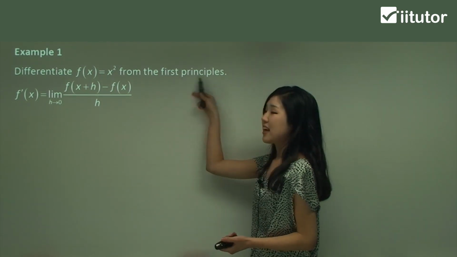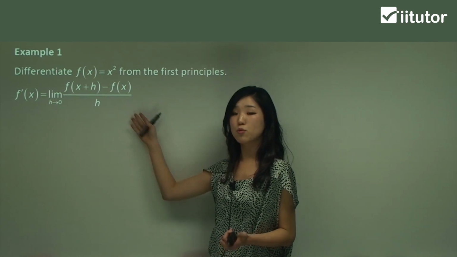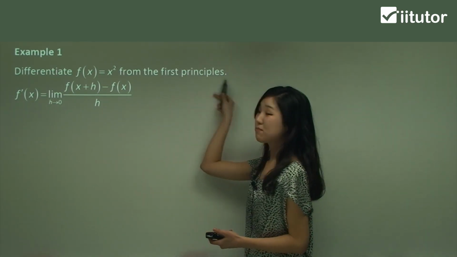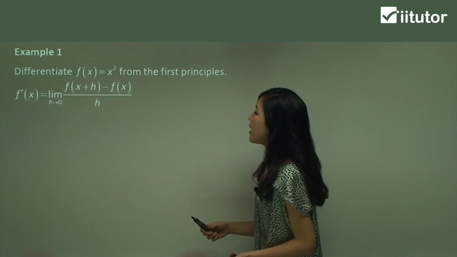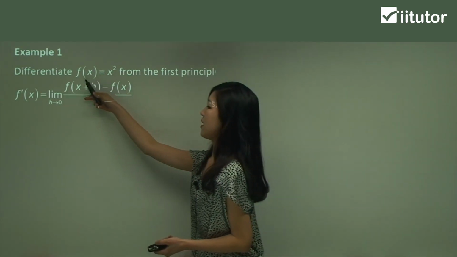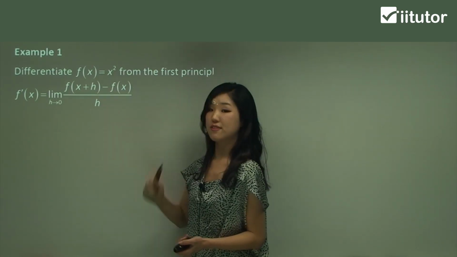And if it doesn't say from first principles, you don't have to use this all the time. We will learn a different rule that is a much shorter way, but if it doesn't mention this, you don't always have to do first principles, just remember that, okay? Now, it says differentiate from first principles, and this is the function, f(x) equals x squared. Now I'm going to apply this function onto this notation.